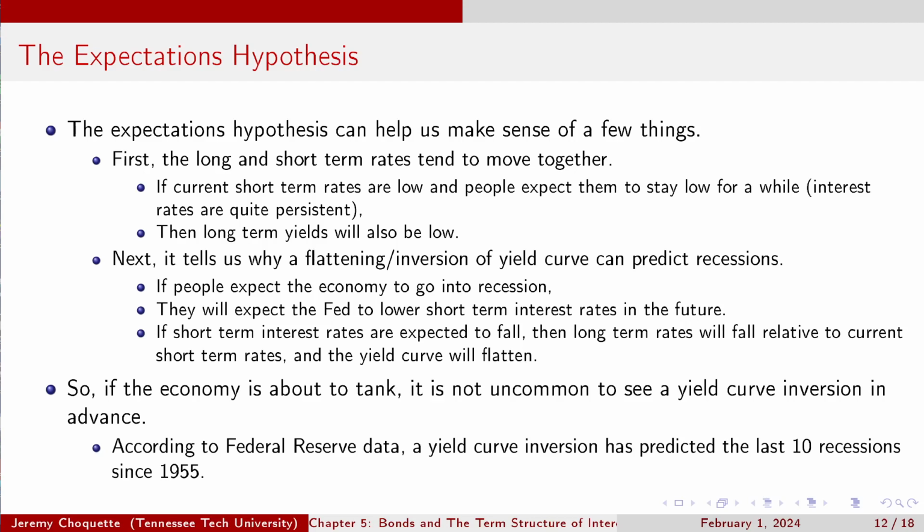And this tells us why there's a flattening or an inversion of the yield curve and how that can predict recessions. If people expect the economy to go into recession, they expect the Fed to lower short-term interest rates in the future. And if short-term rates are expected to fall, long-term rates will fall relative to current short-term rates, and the yield curve will flatten. So if the economy is about to tank, it's not uncommon to see a yield curve inversion in advance. And according to the Federal Reserve, a yield curve inversion has predicted the last 10 recessions since 1955.